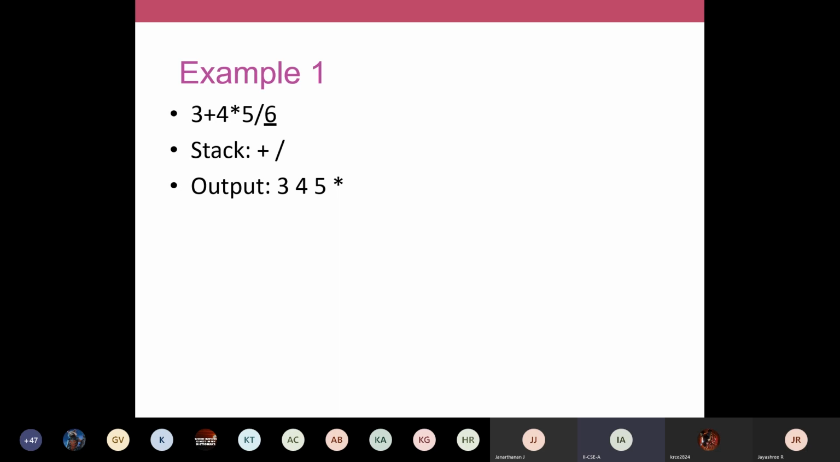Okay. So next step, you have a 6. You're going to write it into your output. And next, what shall we do? Your input is over. In that case, you're going to pop off all the remaining contents of your stack. So the first symbol to be popped off your stack is your division operation. You write that pop stack content division operator and write it into your output. Then you pop your plus from the stack and write it into your output.